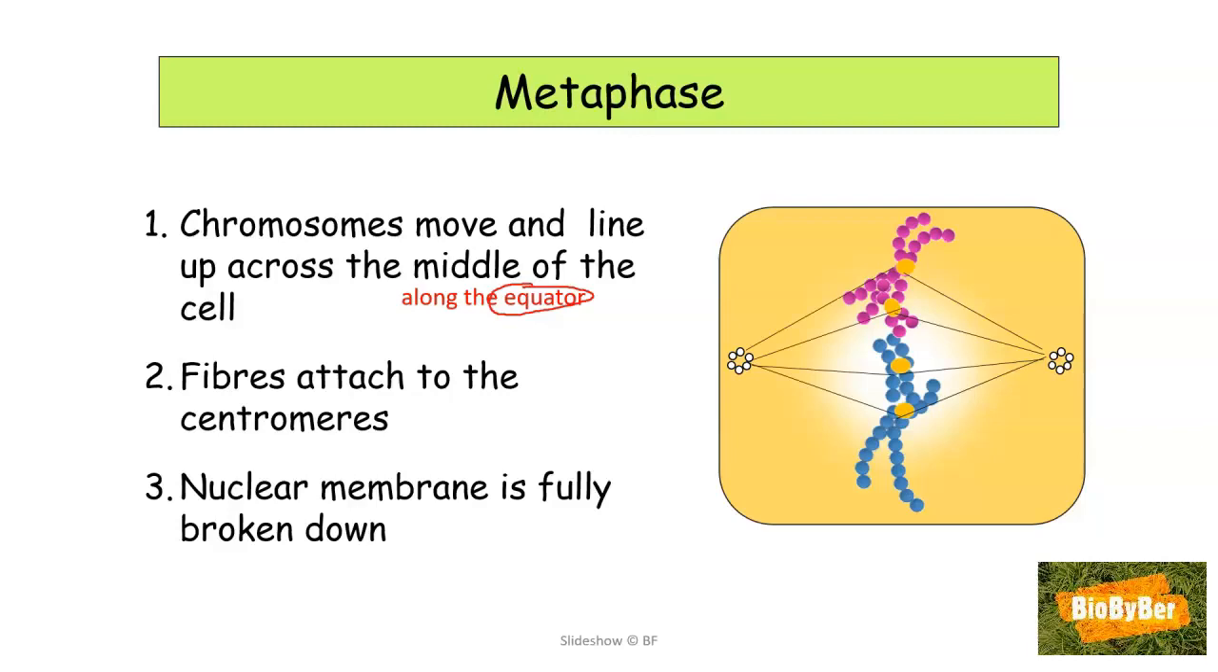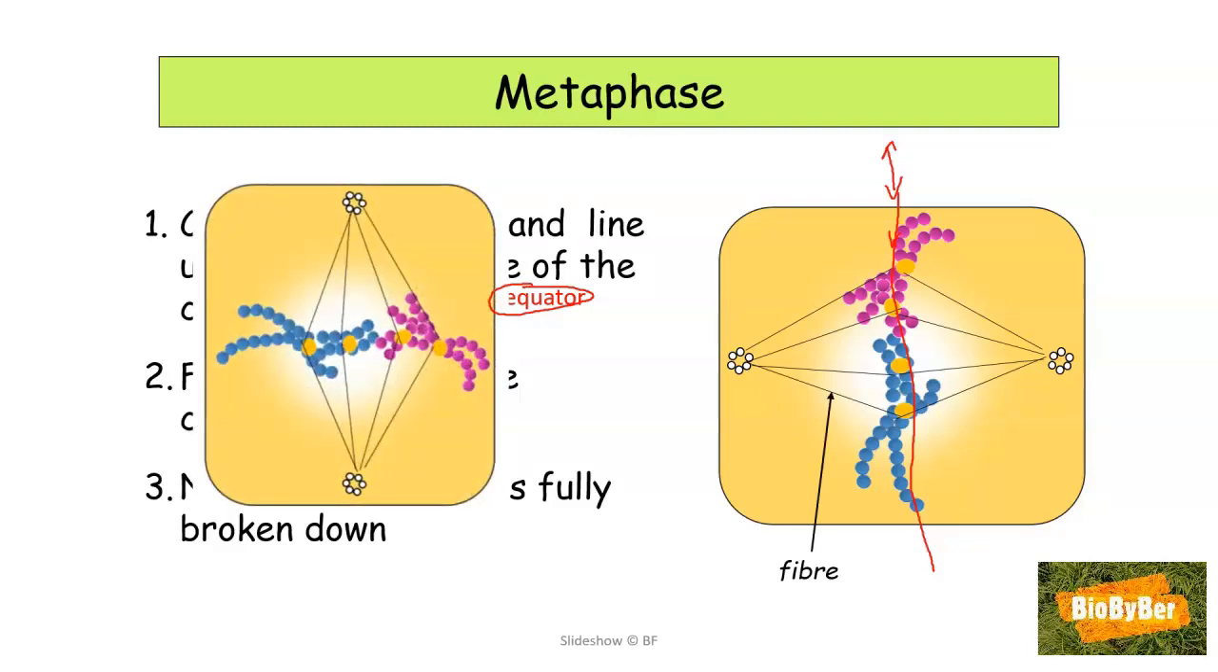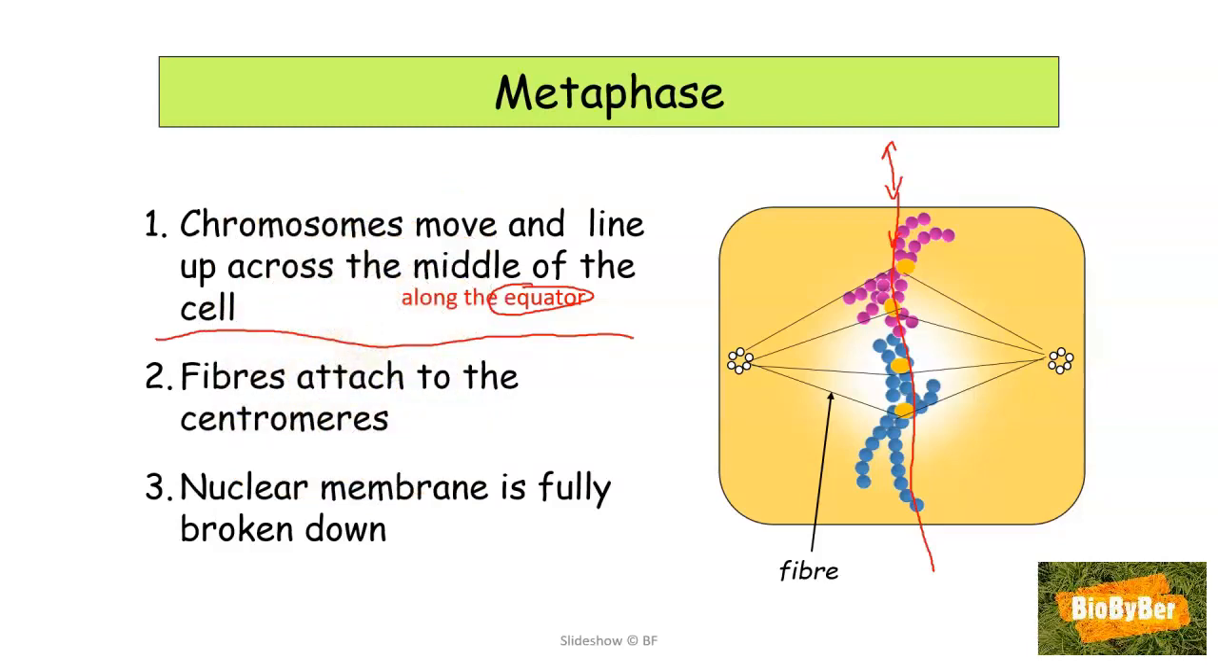Just bear in mind that I like to draw the diagram like this, with the straight line going from top to bottom, showing that the chromosomes are lined up across the middle of the cell in that direction. But you must realize if I flip the picture over, then it can equally well be drawn in that manner, where the chromosomes are lining up more left to right along a horizontal line, more like an equator. Keep this in mind when you're trying to identify pictures of metaphase.